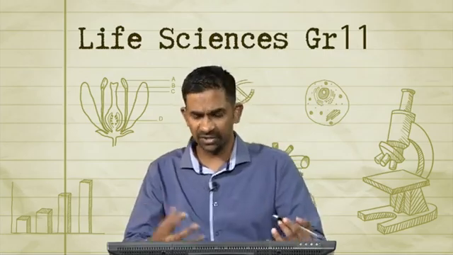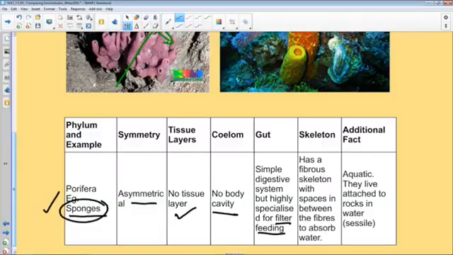Okay, and let's look at the structure of the skeleton. So when we look at their skeleton structure, it is a fibrous skeleton, guys, a very simple skeleton made up with spaces between the fibers that absorb water so that they can then get in their nutrients from the water. So a very primitive, a very simple method of support, as well as a method of ingestion of food.